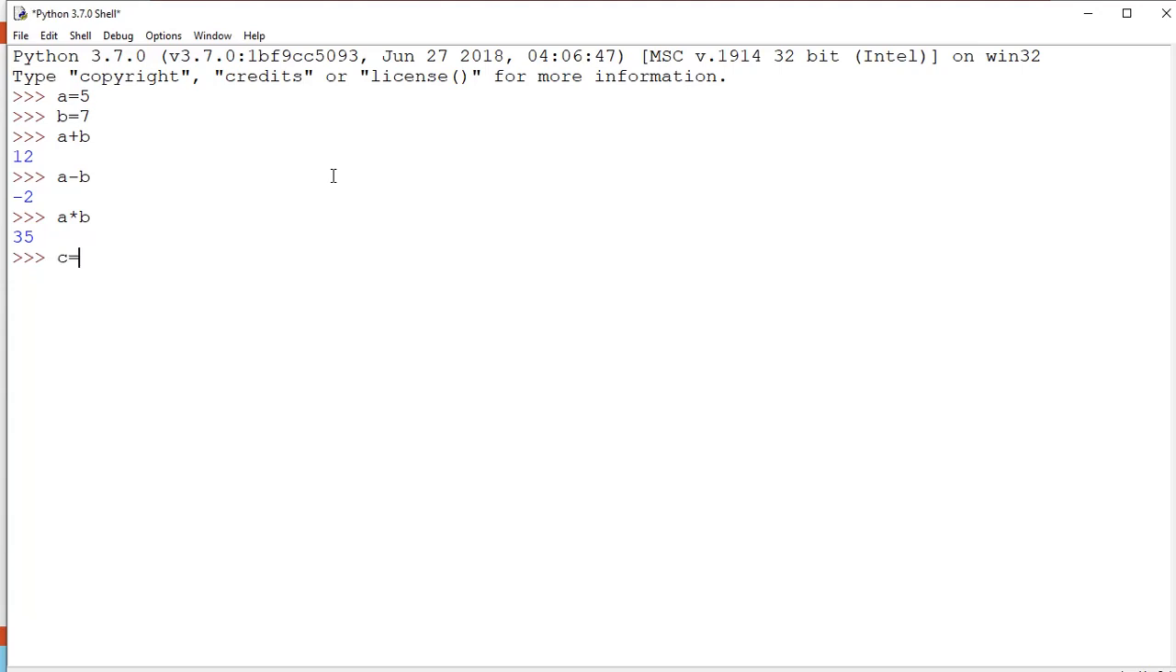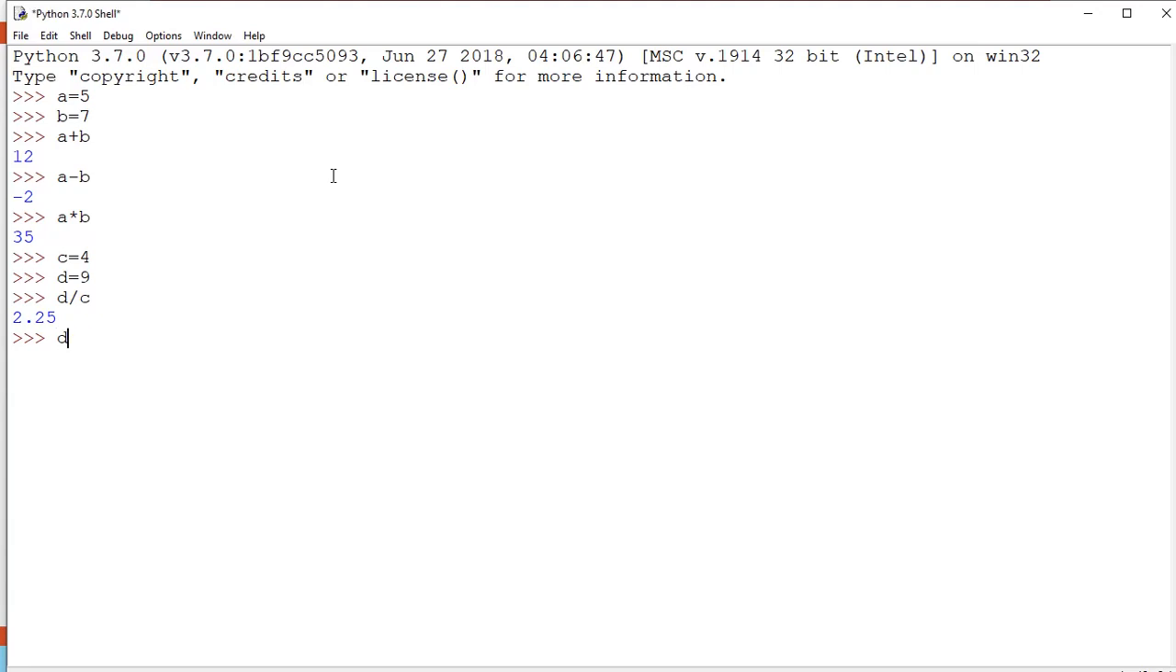For example, if you have written c is equal to 4, and then you have written d is equal to 9. Okay, now suppose you write d divided by c. Let's see the result. The result is 2.25. Why? Because it has divided 9 by 4 and you have got the result including the fractional part, the decimal part, as well.